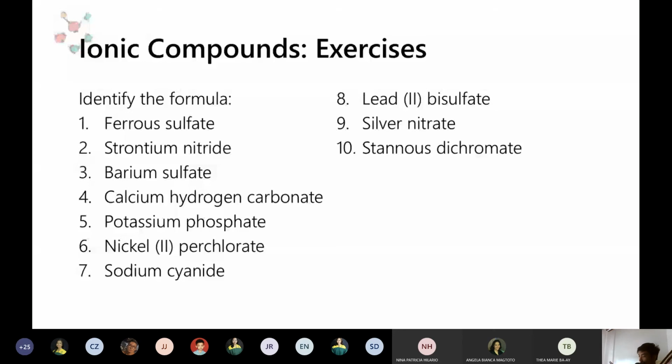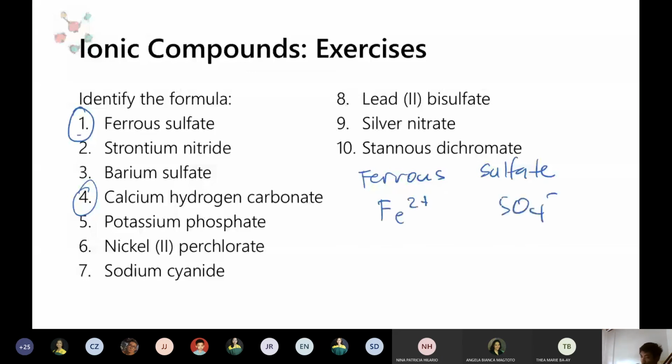Magsasagot ako ng dalawa naman dito. Number 1 and ito, number 4. So 1 and 4. So I will start with ferrous sulfate now. So ferrous, familiar na kayo ha? Ang ferrous ay Fe2+. Ang sulfate ay SO4 negative 2. Okay.